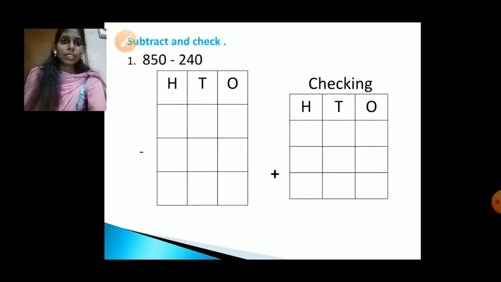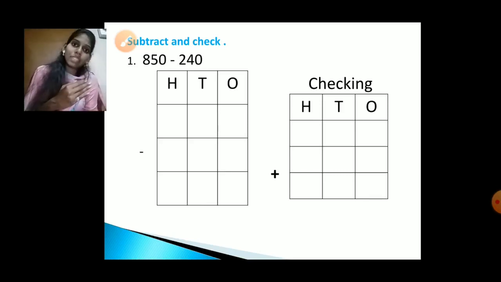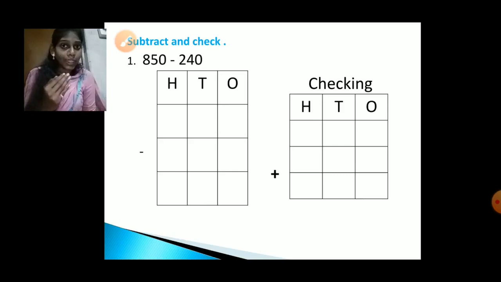Next, subtract and check. Okay? The next question is subtract and check. You know very well. First, this number, that is 850 minus 240. You will keep these numbers at the correct place. Correct? And then you will subtract. And then we will check whether our subtraction is correct or not.